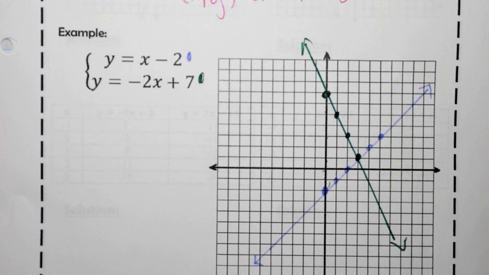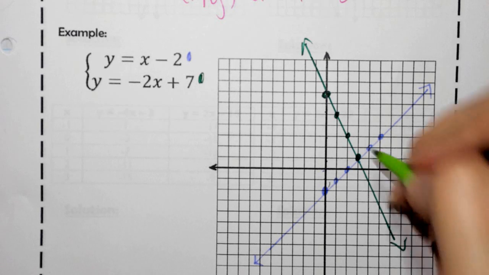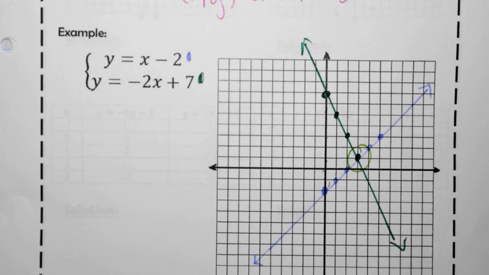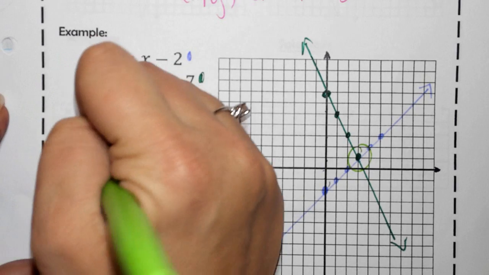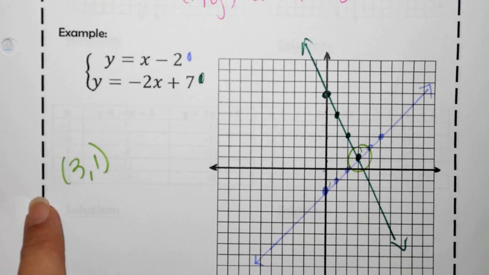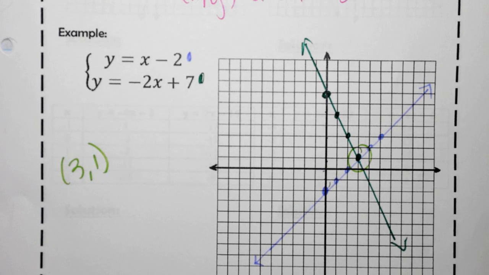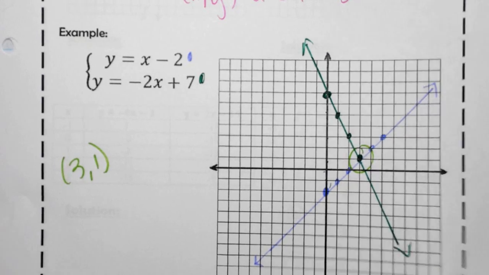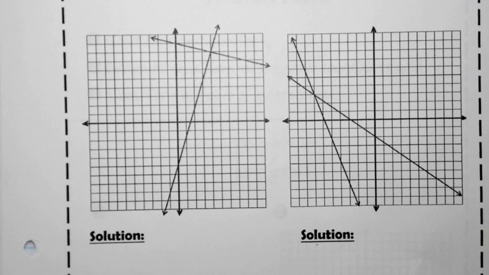Now, where they intersect is the solution. So where do they intersect? The middle, yeah. What is that point? 3, 1. You have to write it as a coordinate for the solution. Does everybody understand? Now, it says, I can identify the solution to a system of equations. We are going to practice that on the next page. So everybody look at the next page. This is 33C.